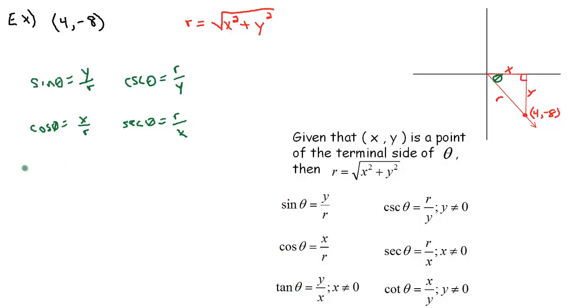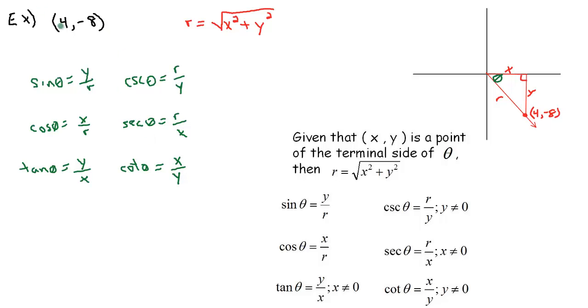And then our last trig function, which is tangent of theta, opposite over adjacent, so opposite of this angle is y over adjacent, which is x, so that's going to be y over x. And then the reciprocal function is cotangent of theta, which is going to be x over r. Oh, I'm sorry, that's going to be x over y.